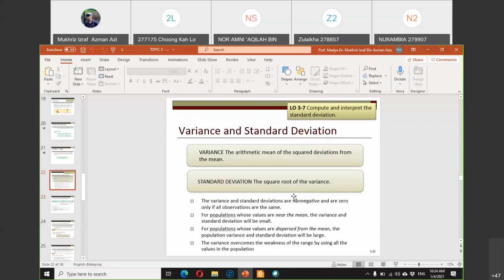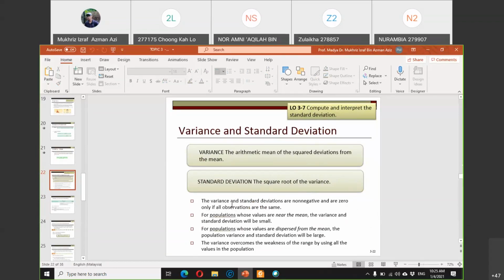Here it shows that standard deviation is non-negative. Usually the standard deviation will be non-negative. And for a population whose values are near the mean, the variance and standard deviation will be small. If you look at these 2 points here, for a population with values near the mean, variance will be small. For a population which is dispersed from the mean, the variance and standard deviation will be large.